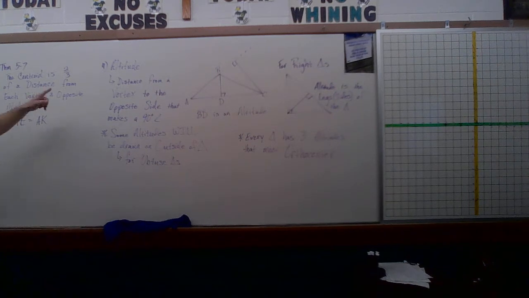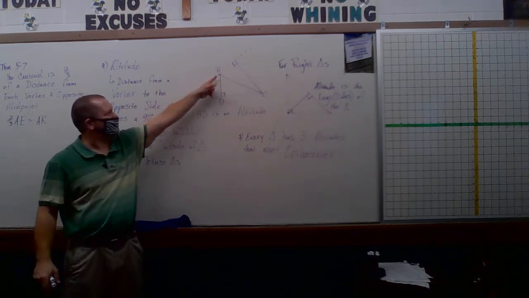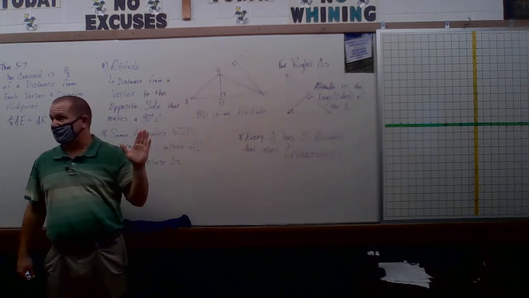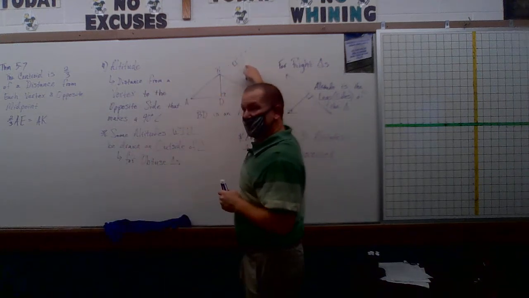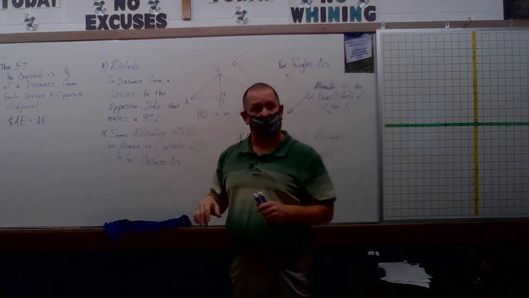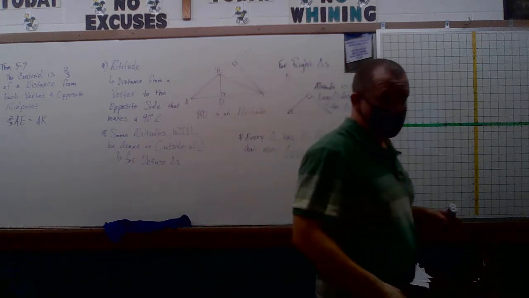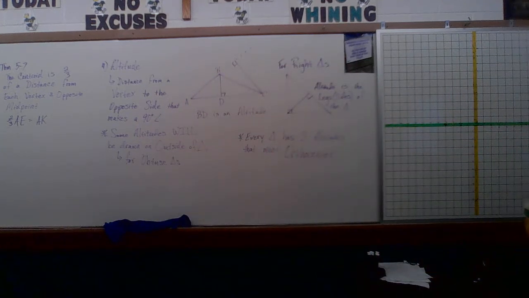And then the last one was an altitude. An altitude has to start at the vertex, and then you make a 90-degree angle to the opposite side. But sometimes they're going to be on the outside, especially if it's an obtuse triangle like Mary said. All right? Questions here? Let's look at some examples.